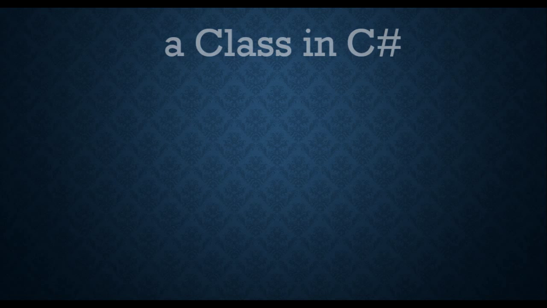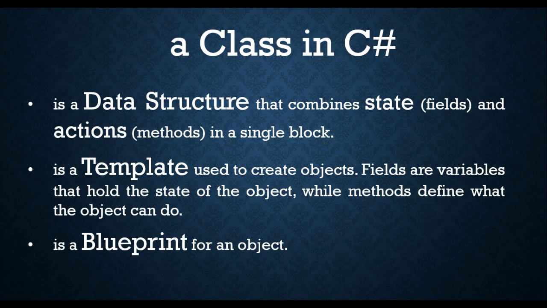A class in C# is a data structure that combines state and actions in a single block. It is a template used to create objects. Fields are variables that hold the state of the object, while methods define what the object can do. It's a blueprint for an object. Okay, now to understand what I have stated before, let's take an example.